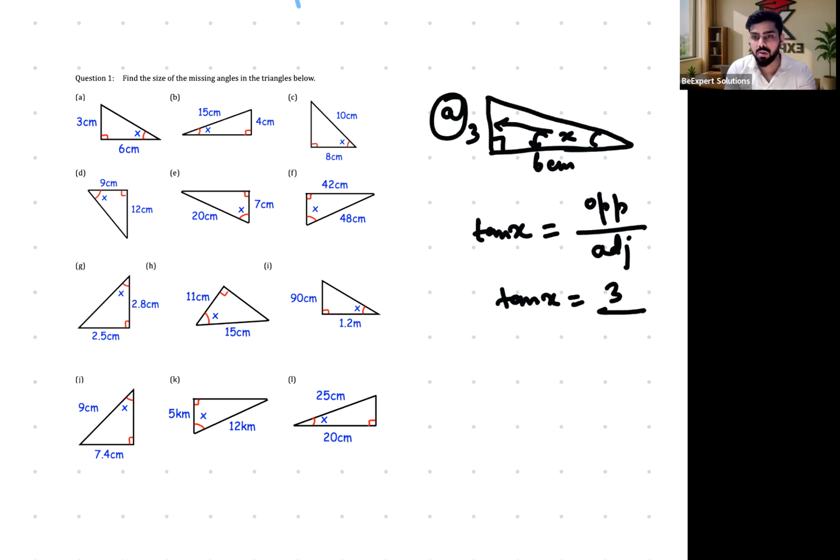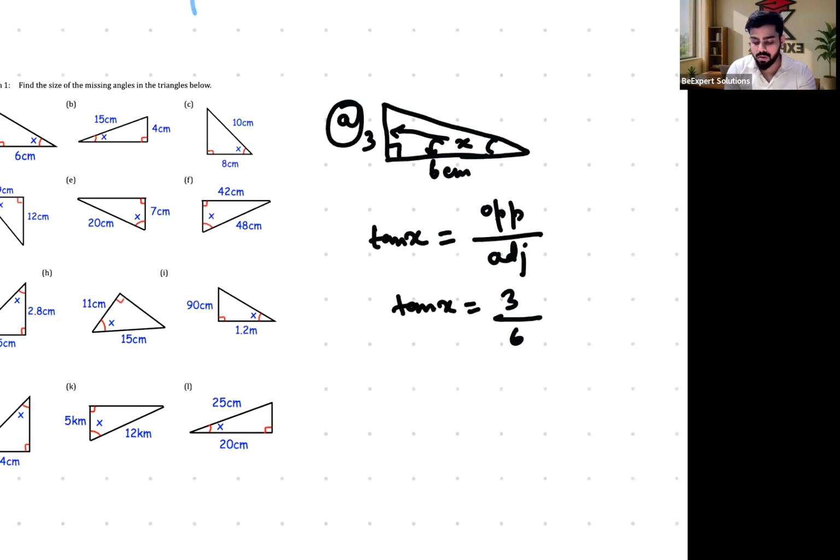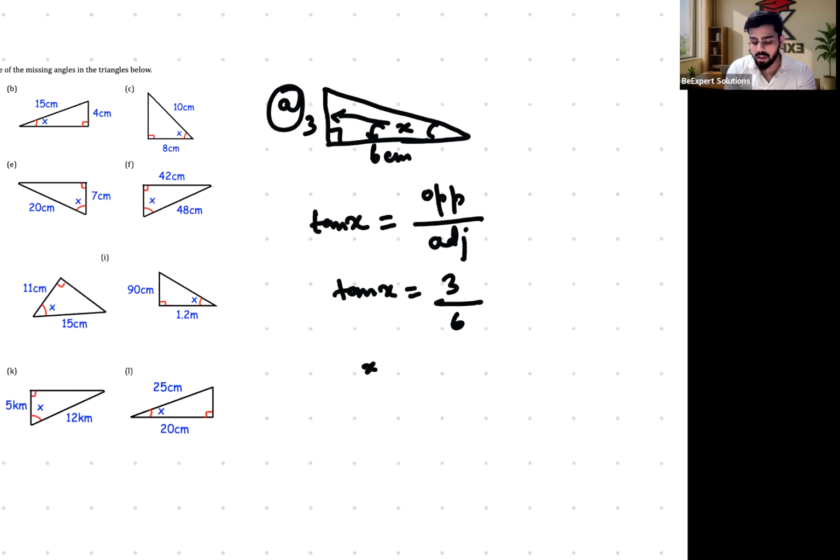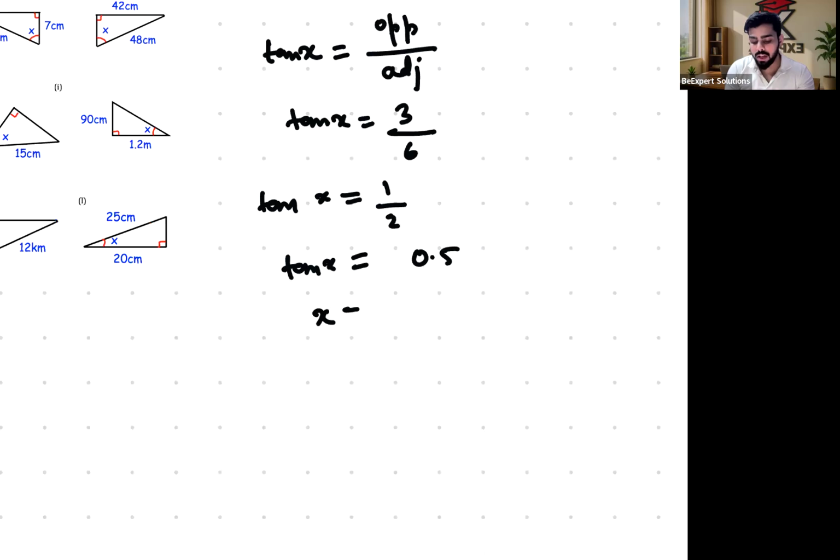So tan x is equal to, opposite is 3, and adjacent is 6. So what do you do again here? First of all, tan x would be equal to 1 by 2, and 1 by 2 is 0.5, right? So you can write down 0.5 first of all. Now when you try to bring this tan to the other side, it becomes arc tan, or we call it tan inverse, with a negative 1 sign on it. We call it tan inverse or arc tan.